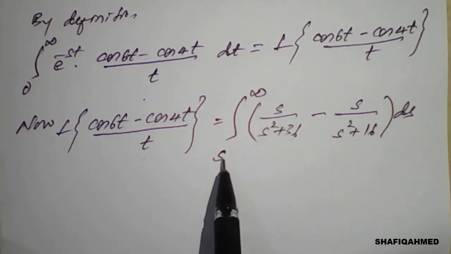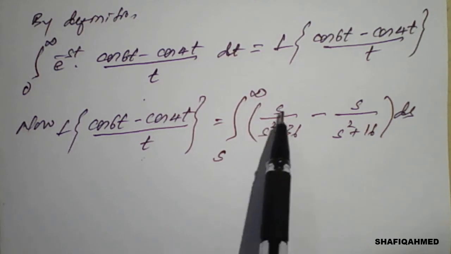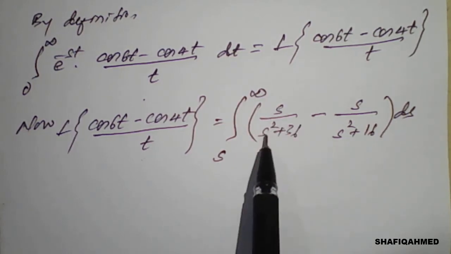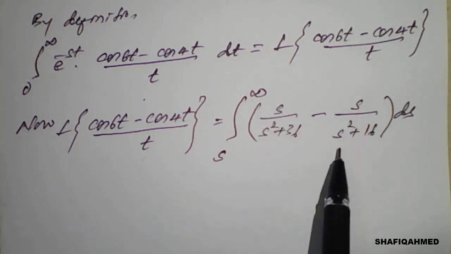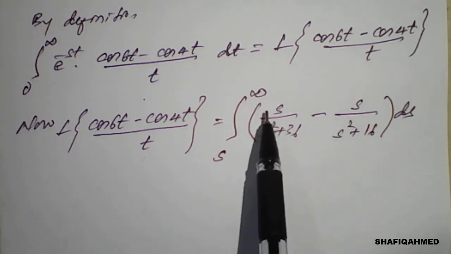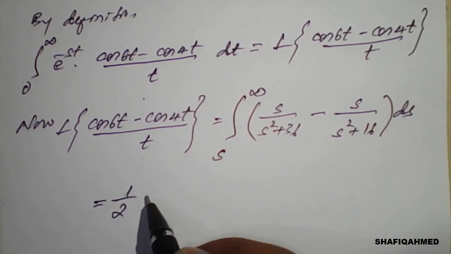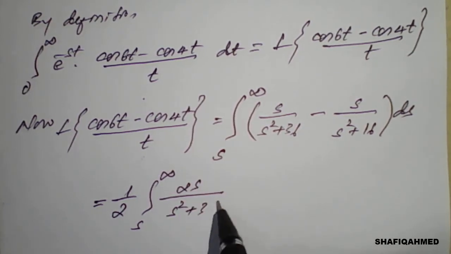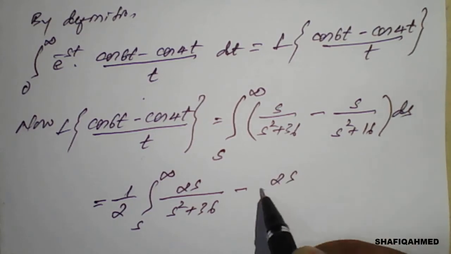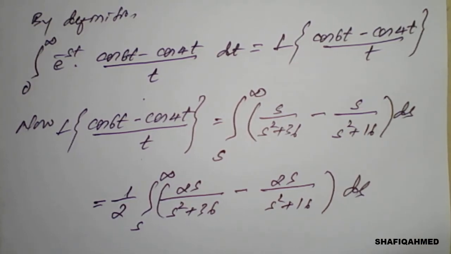Now we need to integrate this under the integration limit from s to infinity. As we have already solved such examples, the differentiation of s square plus 36 is nothing but 2s. Here we have s, so we divide and multiply both terms by 2. Therefore we get 1 by 2 common, integration from s to infinity of 2s divided by s square plus 36 minus 2s divided by s square plus 16.